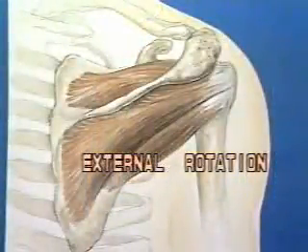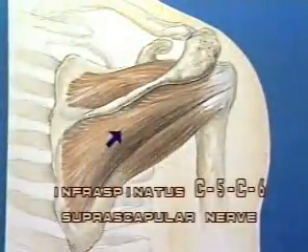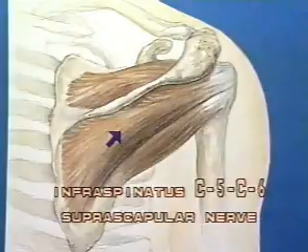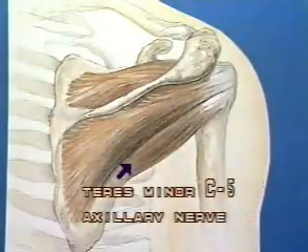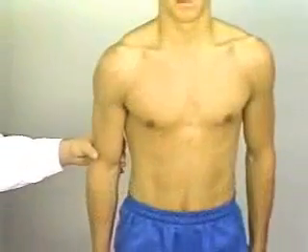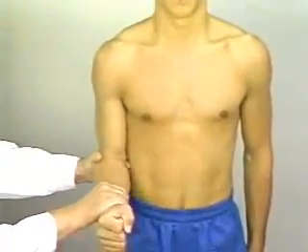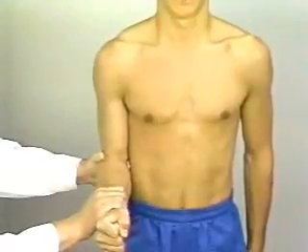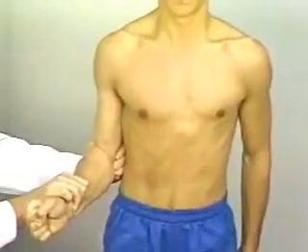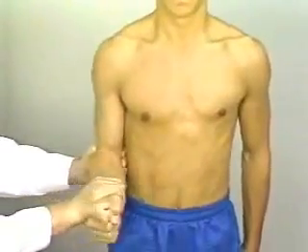External rotation. Primary external rotators: infraspinatus, C5-6 suprascapular nerve; teres minor, C5 axillary nerve. Maintaining the patient's arm in the same neutral position, apply resistance to the dorsal aspect of the distal forearm as the patient attempts to turn the forearm away from the body.